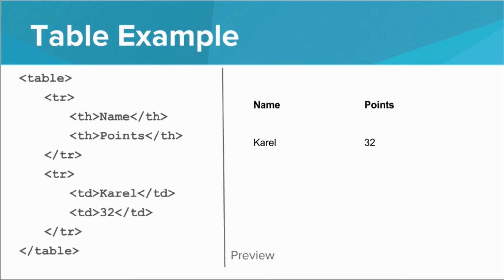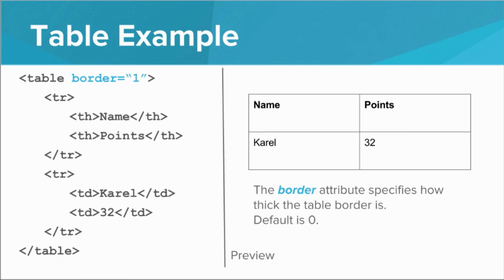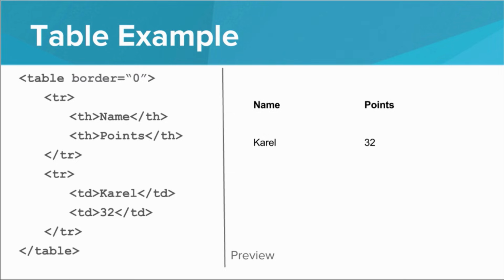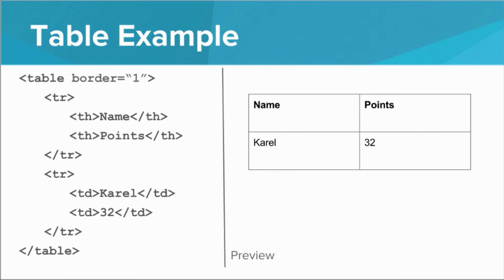Now this looks nice, but a lot of times we want an actual border around the table. So to add a border, all we have to do is add a border attribute to the table tag. The border attribute specifies how thick the table border should be in pixels. And the default is 0. So if we want a border, we need to set it to 1. We can actually increase it to 5 to get a big thick border around the edge of the table. We can set it back to 0 to get rid of the border. But usually we'll be going with a border of 1.